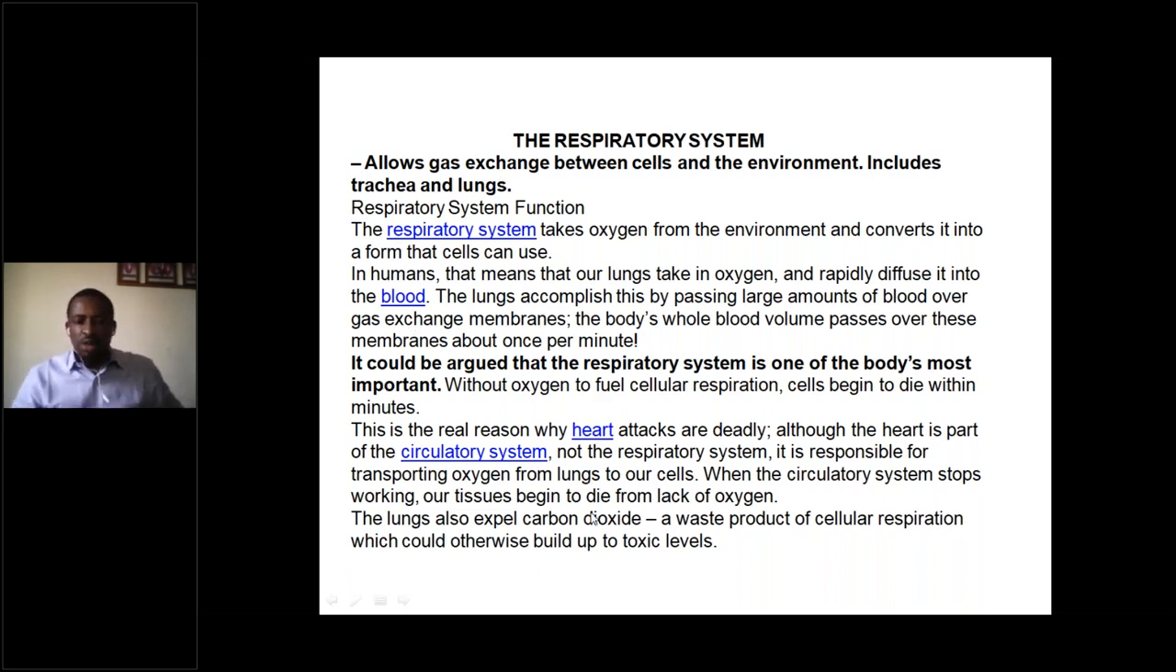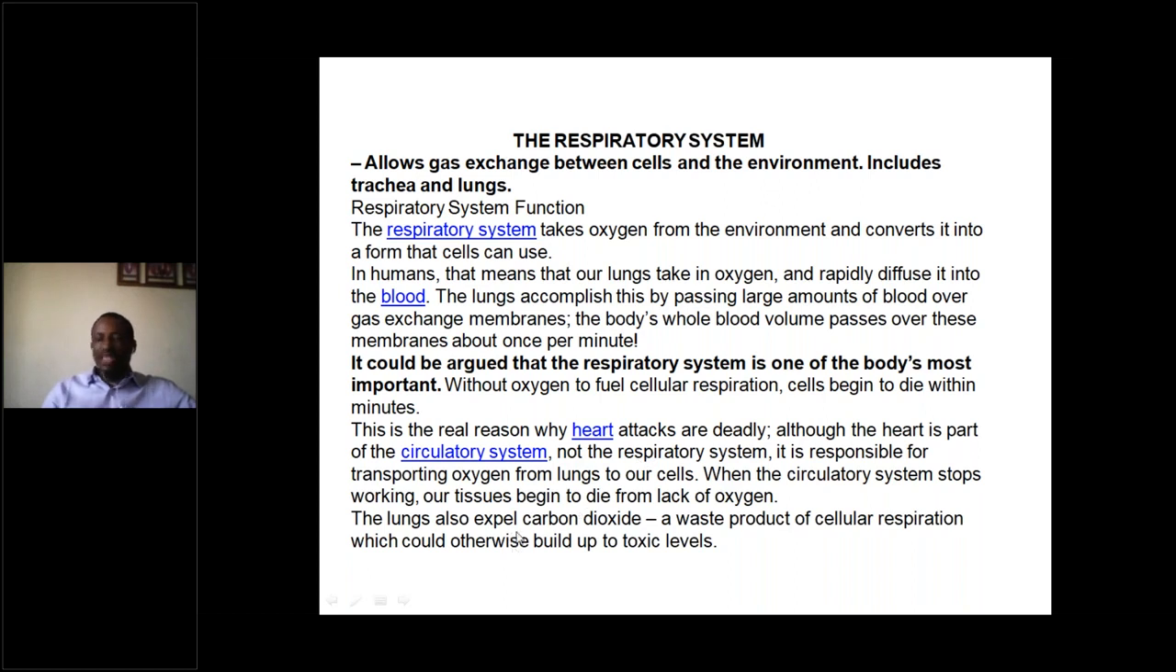And when enough blood is not picked up at this membrane, what happens? The cells will not have blood. And what happens when the cells don't have blood? They begin to die. So somebody can have a heart attack and have paralysis in another place that is not even associated with that attack. Why? Not enough air, enough oxygen, gets there. So when the circulatory system stops working, our tissues begin to die from lack of oxygen.